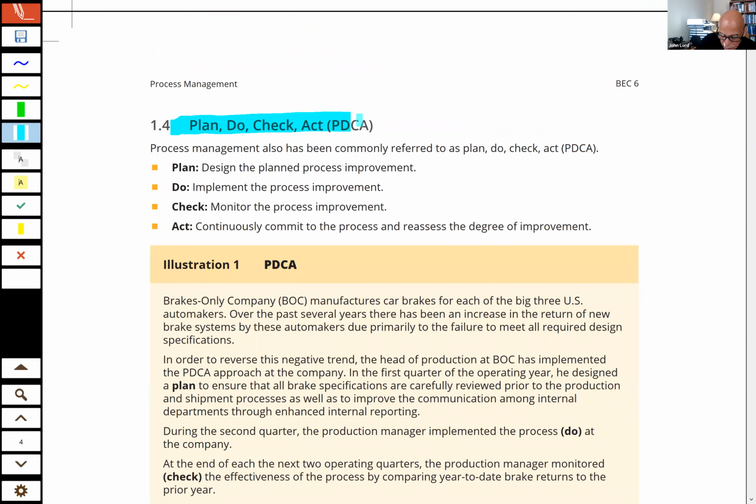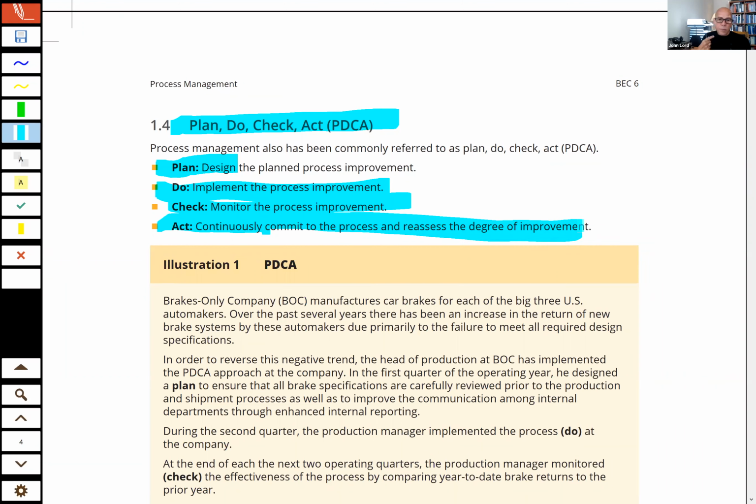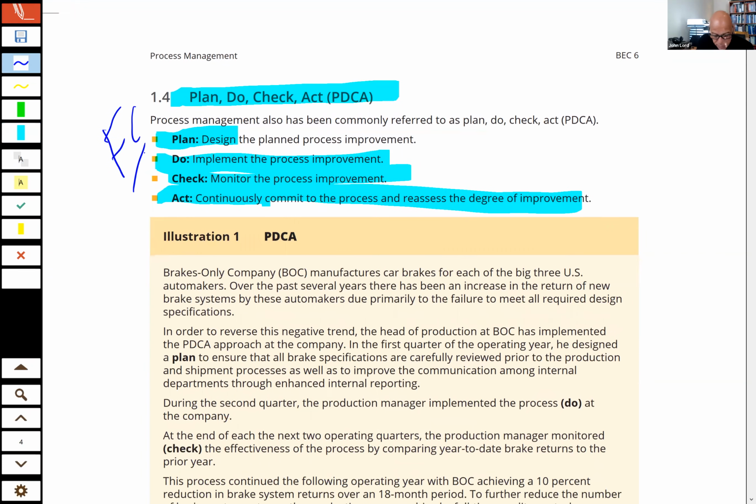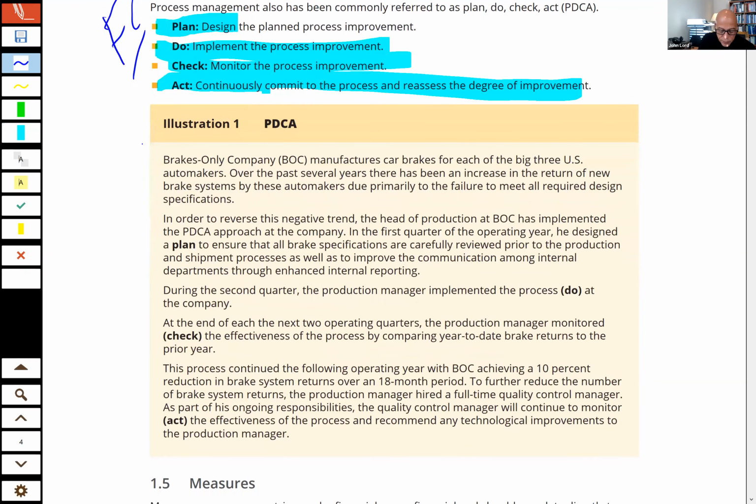plan, do, check. Okay, and so plan is the design phase that we've been talking about. Doing is when you actually implement the plan. Checking is the monitoring, and then you act to continuously improve, commit to the process. So all of this is a continuous improvement notion here. Flashcard the elements of plan, do, check, act, which is actually what it is: plan, do, check, act.